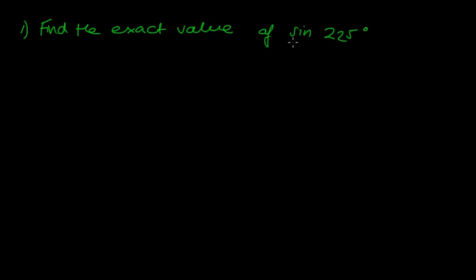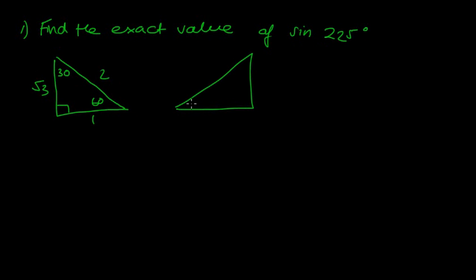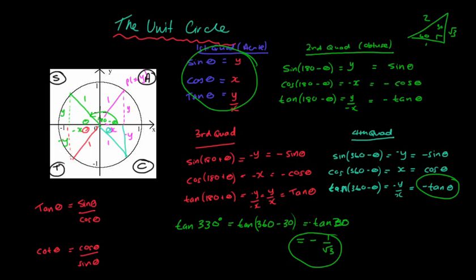sine 225. Now, I know looking back at our triangles, we drew our two triangles for our exact values. So we've got 60, 30, so that's 1, 2, root 3. And then this one is my 45 degree right angle isosceles triangle, so 1, 1, root 2. I don't have a 225 degree angle there. But from that unit circle that we looked at back here, we know that 225 degrees is the same as doing 180 plus 45 degrees.